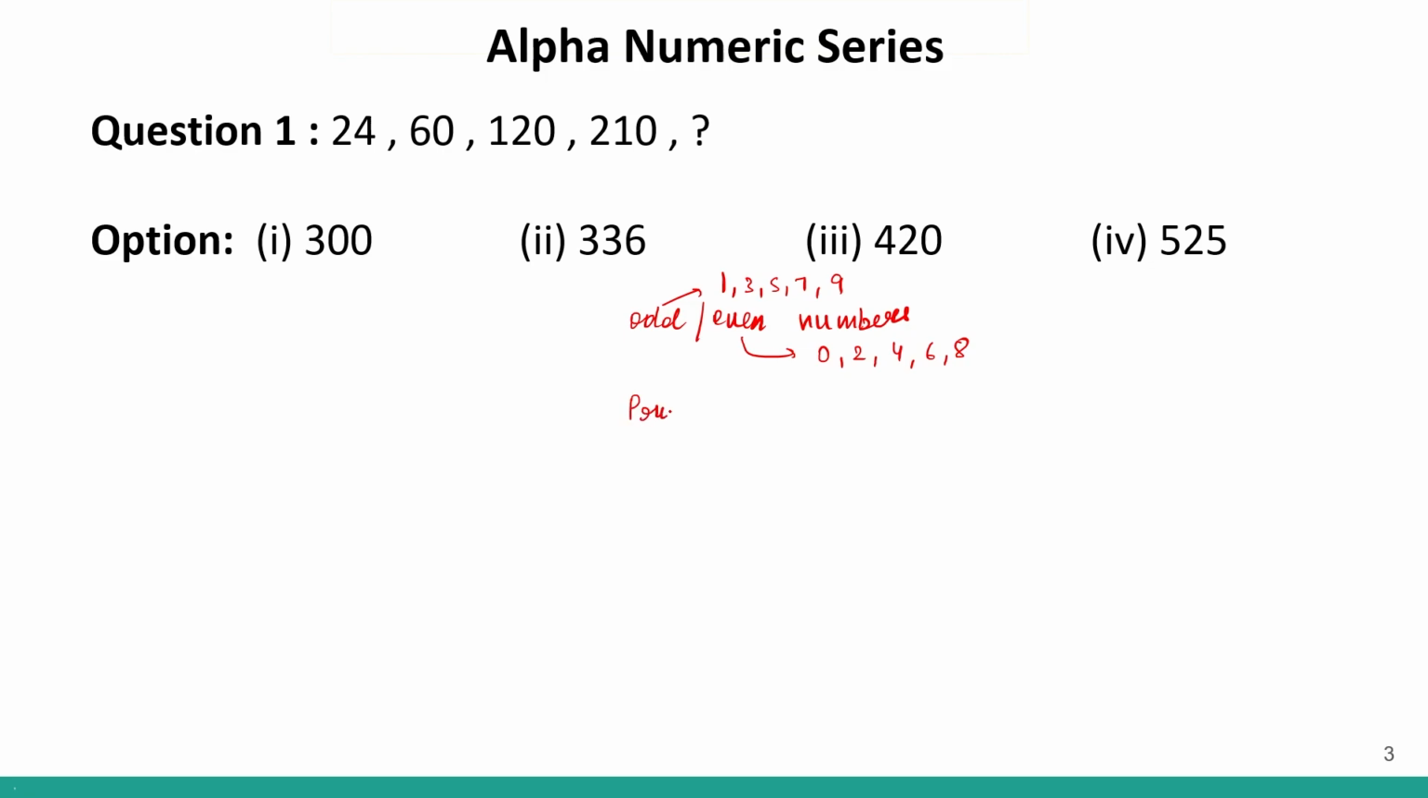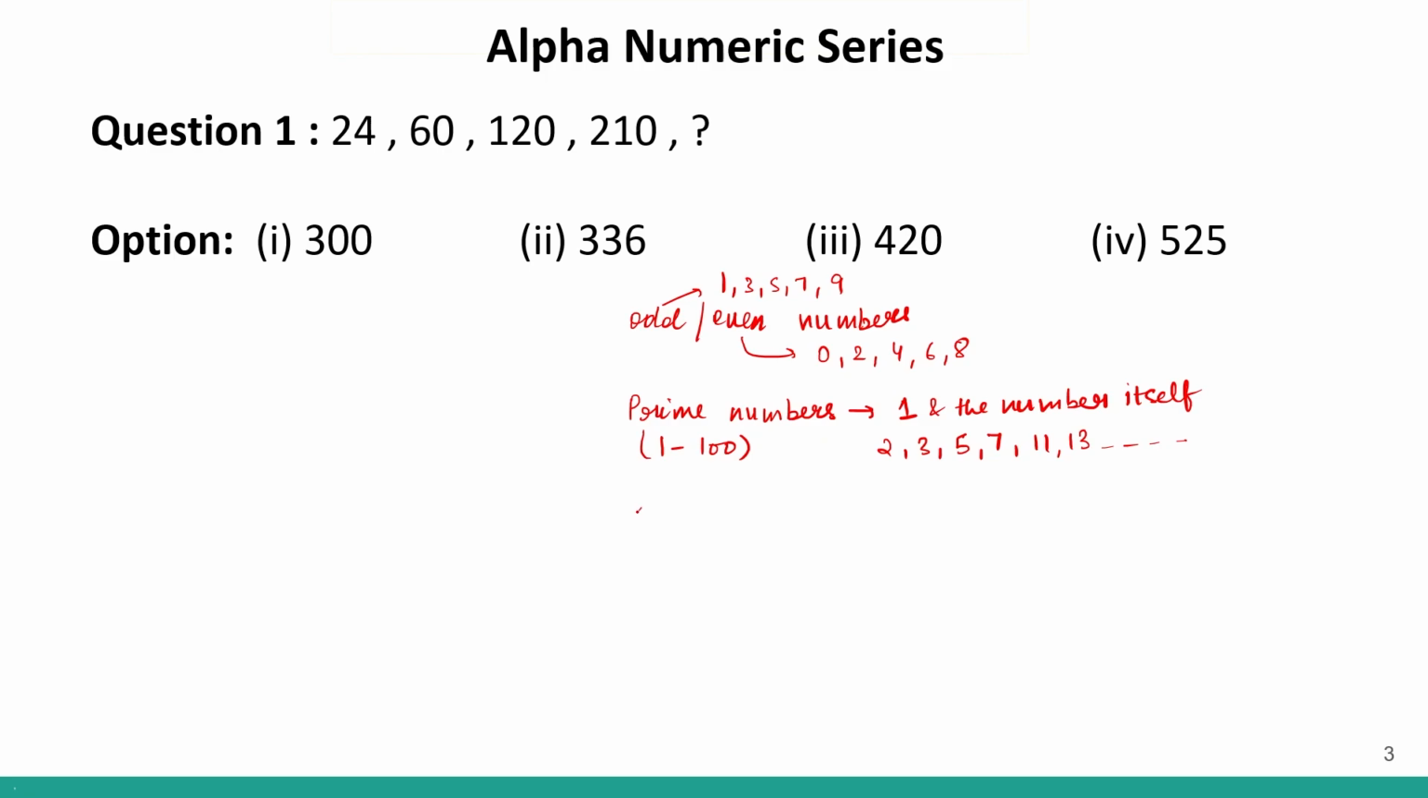Then you should know what are prime numbers. Prime numbers are basically those numbers who have only two factors, 1 and the number itself. Correct? They have only two factors. Now, prime numbers, at least from 1 to 100, you should know. The first prime numbers are 2, 3, 5, 7, then 11, then 13, and so on.